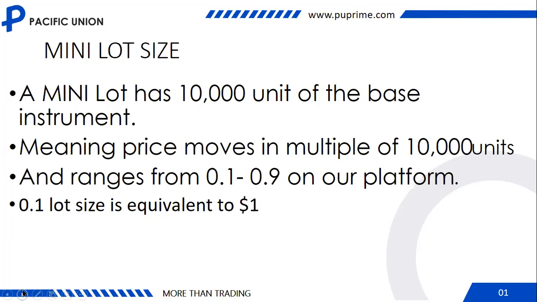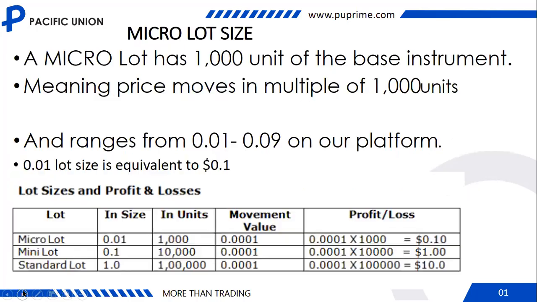And it ranges from 0.1 to 0.9 on our platform. So what it means is that price moves in the range of lot size 0.1 to 0.9, which means that 0.1 lot size is equivalent to what? $1. So if you're trading with 0.1 lot size, it means the price is moving one pip forward, it is moving $1. If it's two pips, it's $2, three pips, $3, four pips, $4, and so on. So that is how we have the mini lot size.